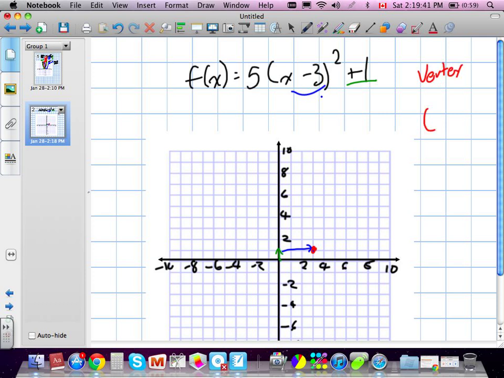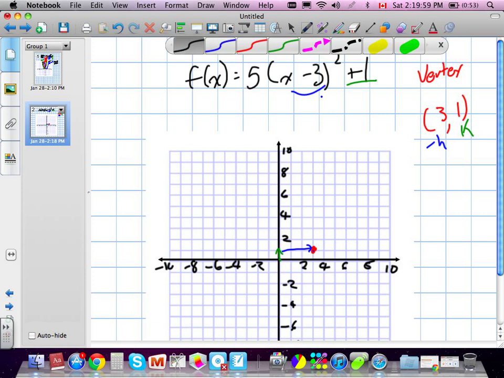They're essentially telling us our vertex, right? The h and k values are the vertex. I'm going to show you how. Your vertex is now at 3 and 1, right? Well, your k value was 1. Your h value was negative 3, so it's just kind of like the opposite of your h value. Okay, so we have that.